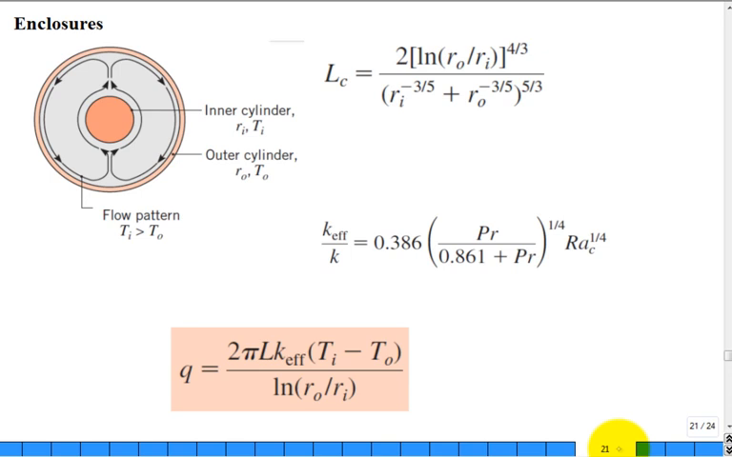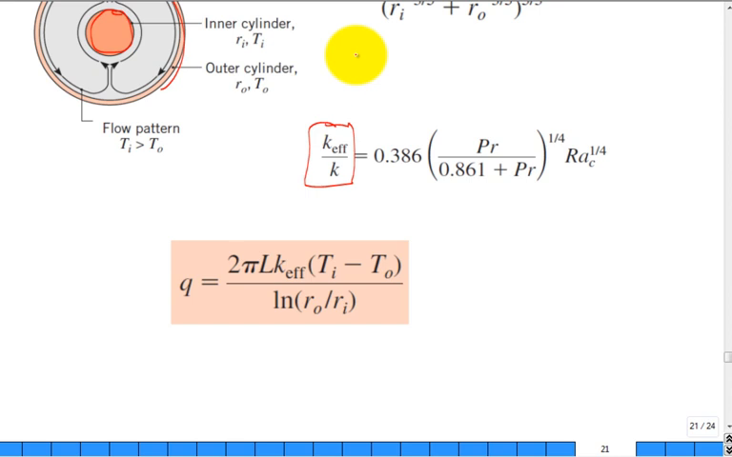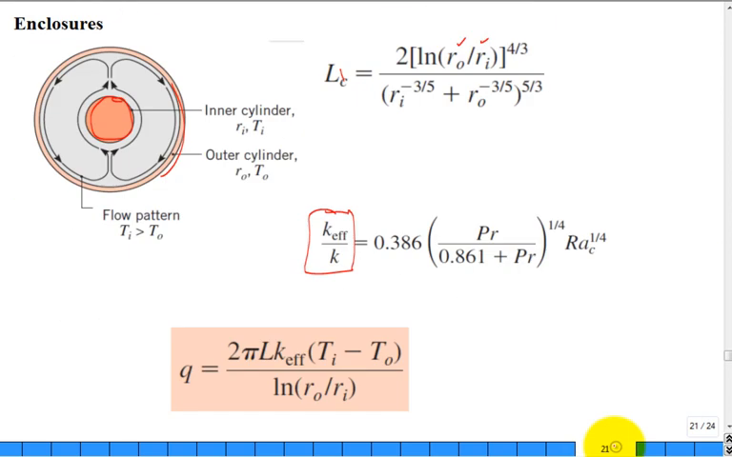So with the enclosure, you can sometimes look for correlations, and they'll actually give you a K-effective correlation instead of a Nusselt number. But it's very, very similar. Let me use this one. So here is a cylinder inside of a cylinder, hot inside of a cold, and they give you the radius. You can calculate this characteristic length, L sub C, and then use that L sub C to calculate the Rayleigh number.